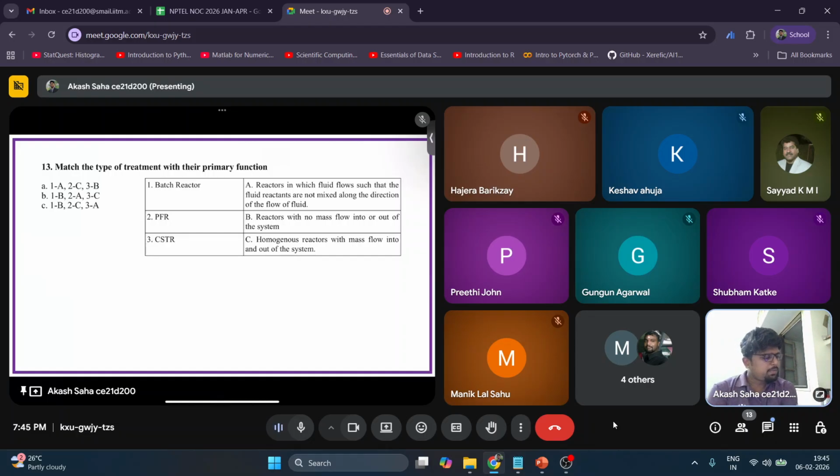Match the type of treatment with their primary function. We have batch reactor, PFR and CSTR. So match the type of treatment with their primary function.